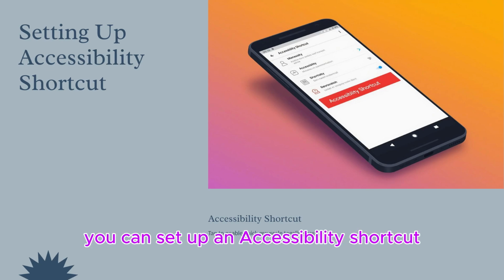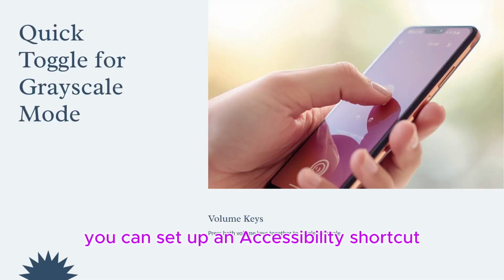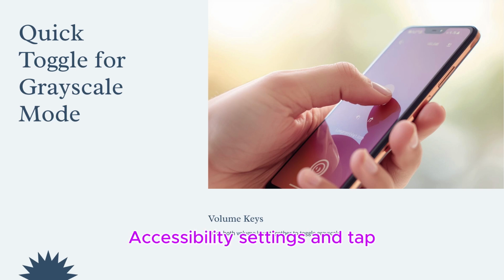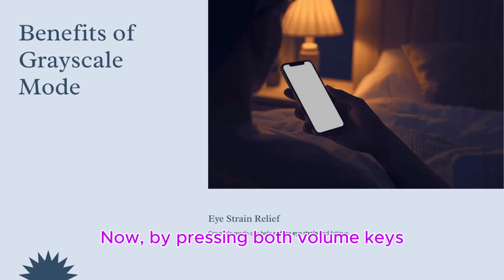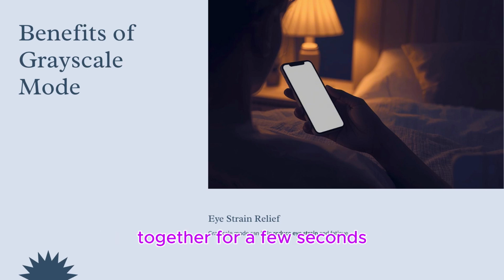For a quick toggle, you can set up an accessibility shortcut. Go back to the main accessibility settings and tap Accessibility Shortcut. Select Color Correction or Grayscale mode. Now, by pressing both volume keys together for a few seconds, you can turn grayscale on and off.